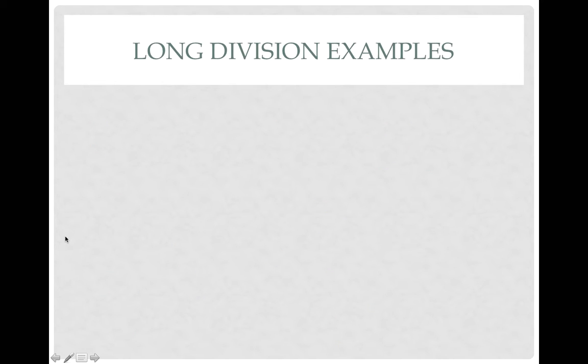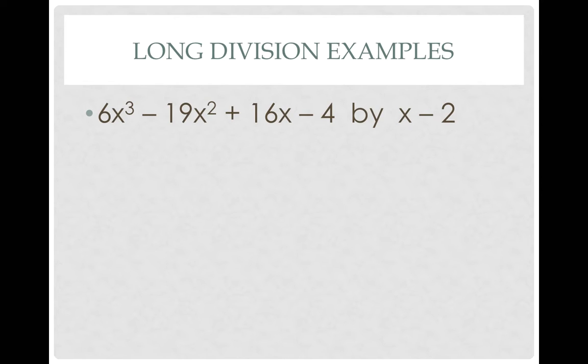So let's look at what it looks like as long division using polynomials. So we're going to do x minus 2 to see if it divides into 6x cubed minus 19x squared plus 16x minus 4. Now, one thing you have to do when you're doing this problem is make sure that all x values are taken care of in your bigger polynomial. So I have x cubed, x squared, x to the first, and no x's. Therefore, everything is taken care of.